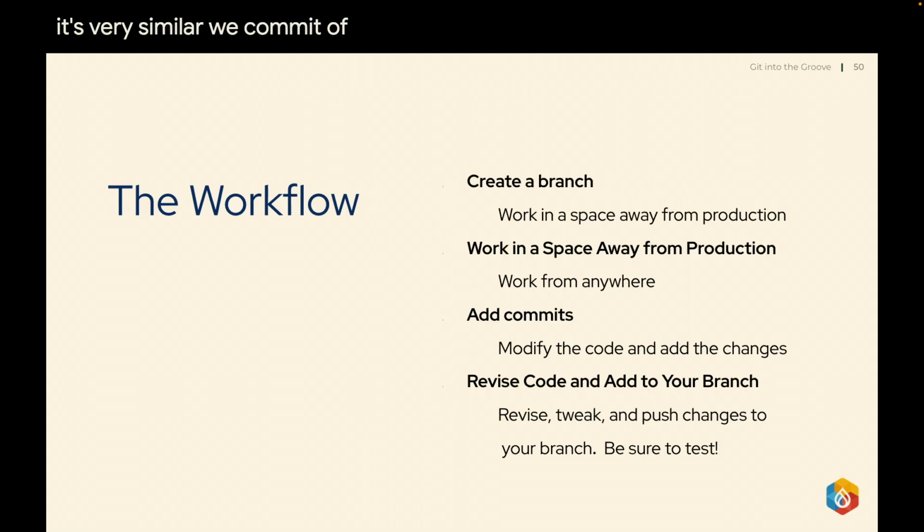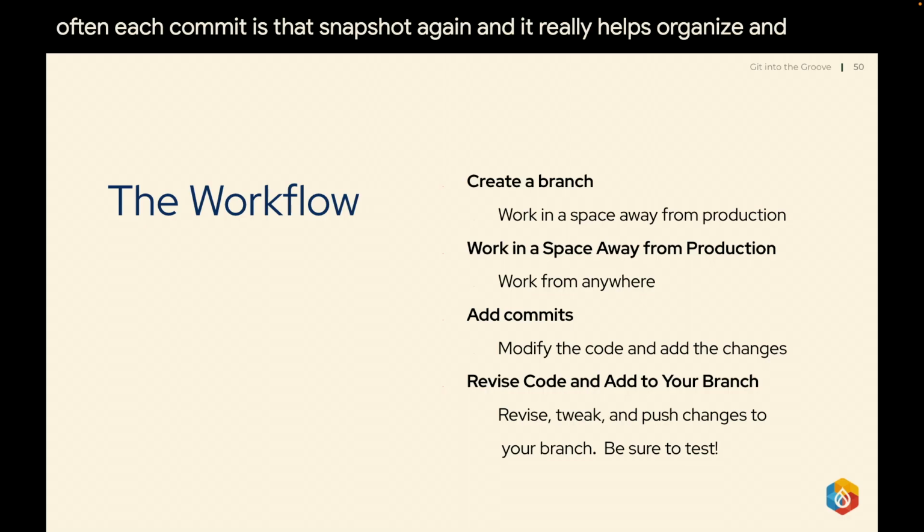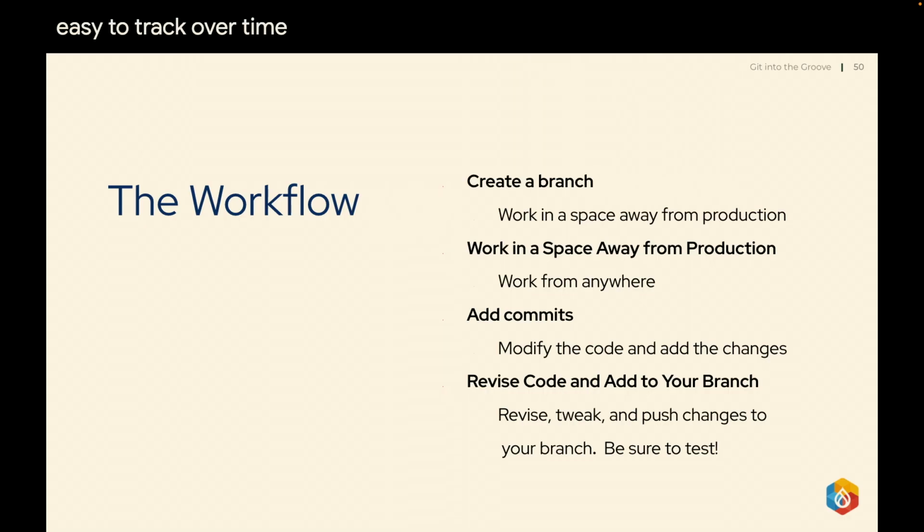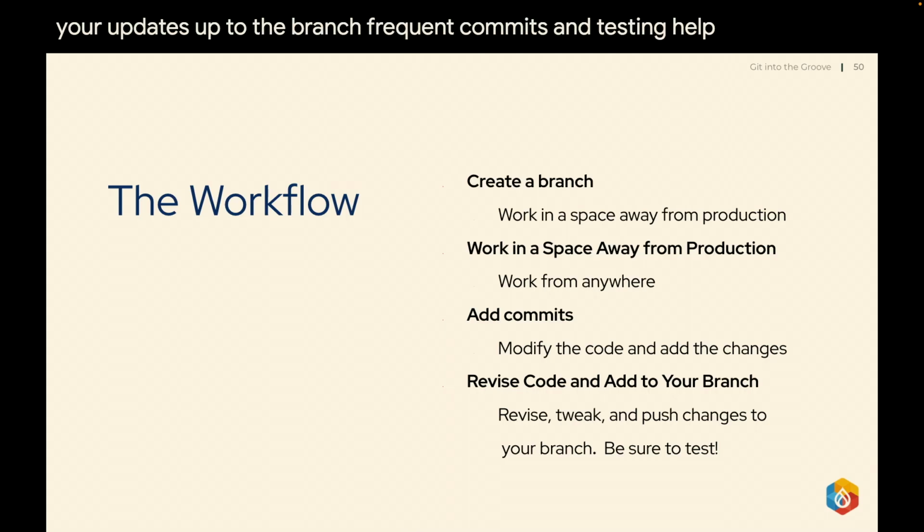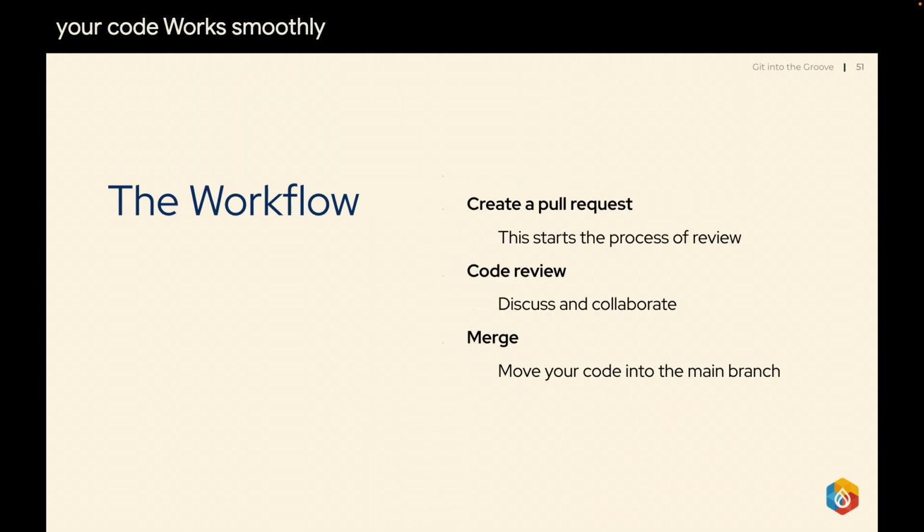We commit often. That helps us with small changes. We don't want to do a huge commit at once, especially when working on a team, because if you mess up something, it takes a lot to unwind it. So we commit often. Each commit is that snapshot again, and it really helps organize, and it's easy to track over time. These interfaces keep revising and testing and pushing your updates up to the branch. Frequent commits and testing help ensure that your code works smoothly.